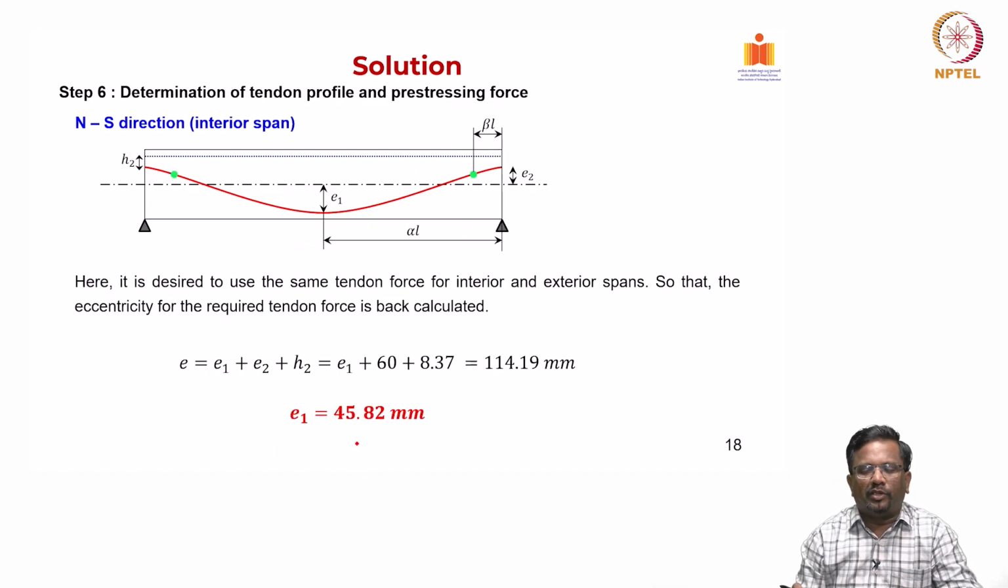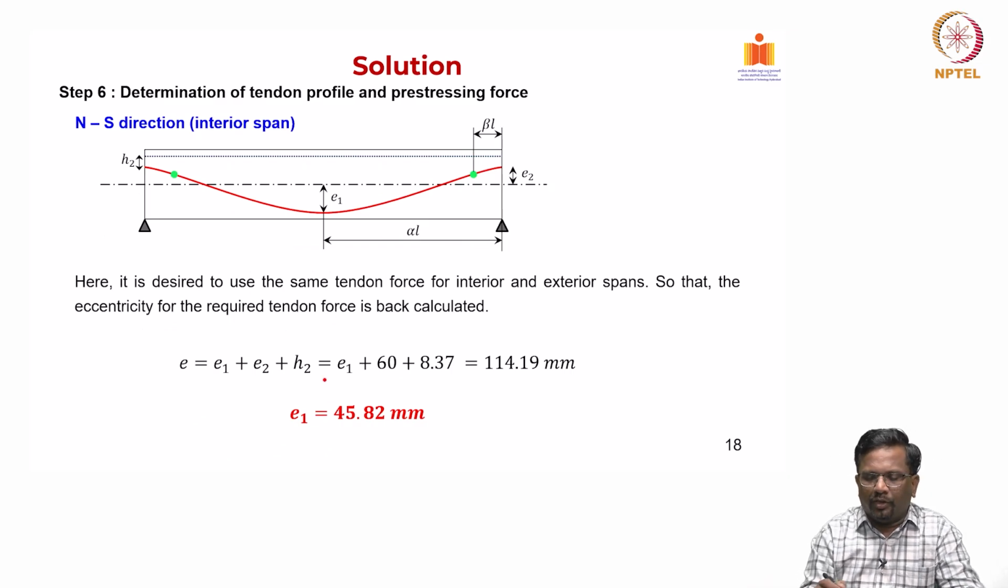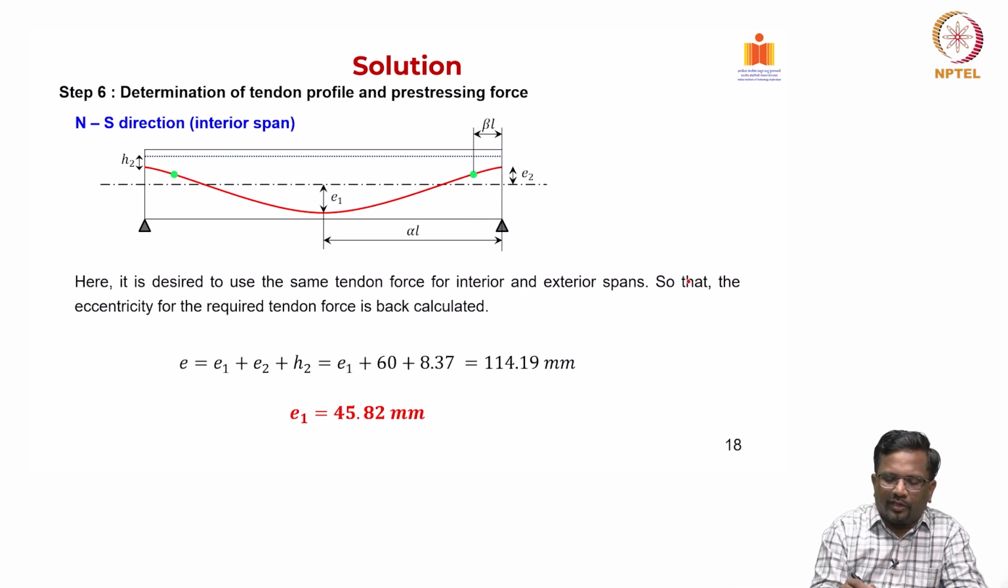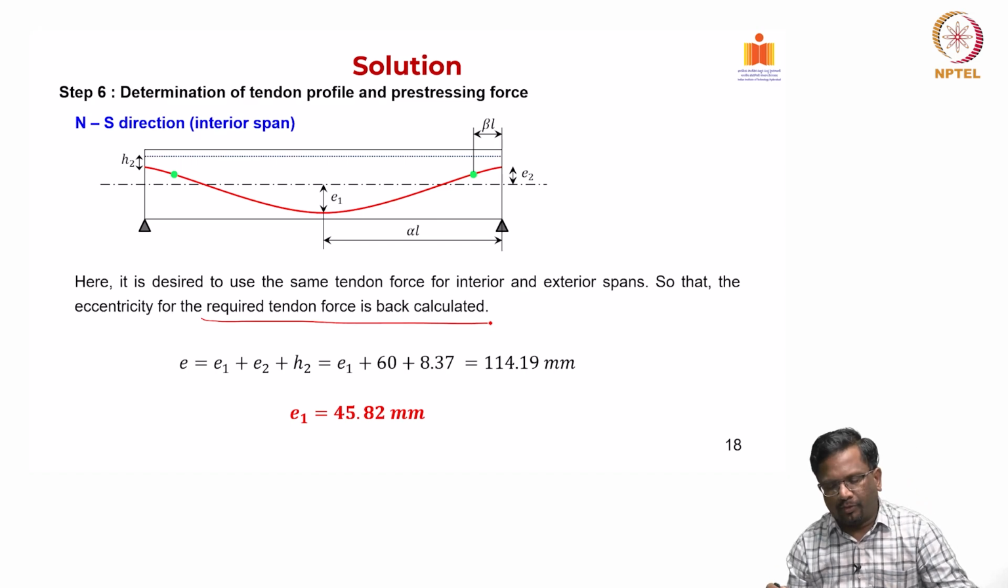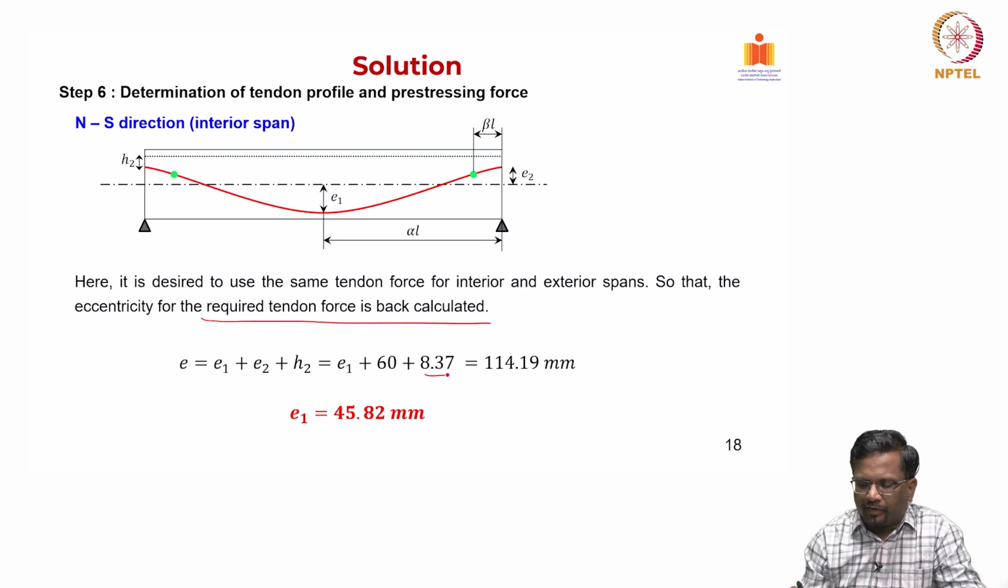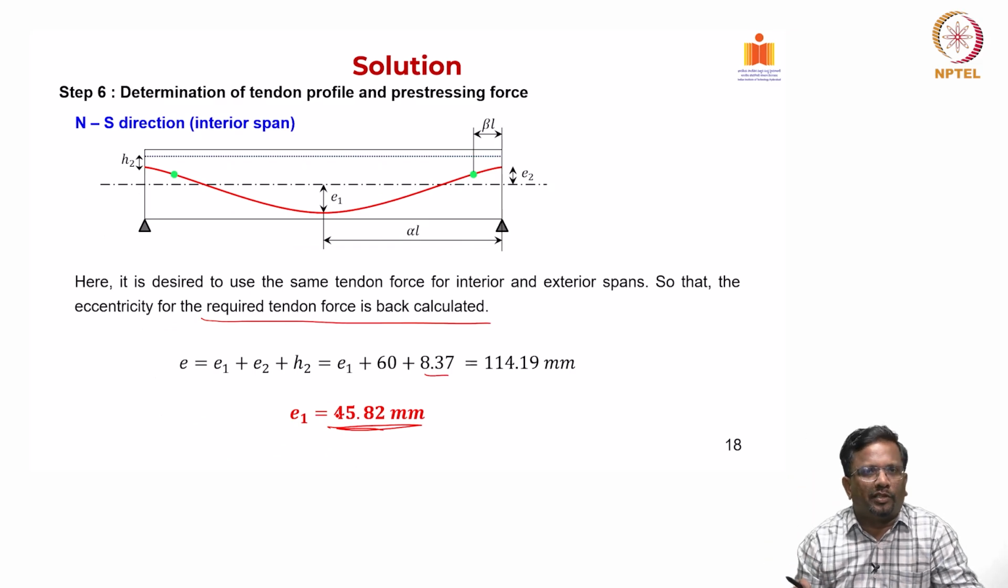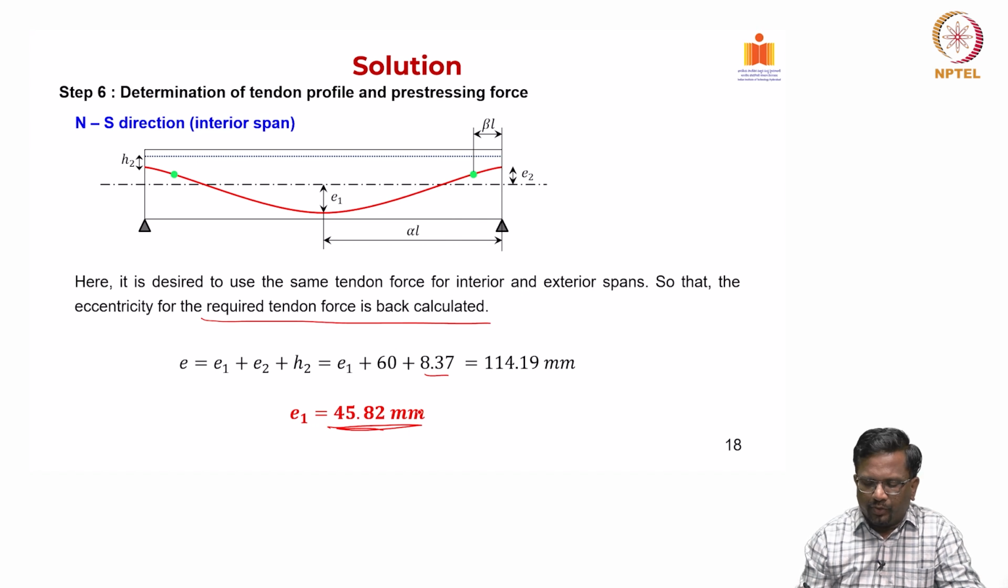We do the same calculation now for the interior span. As you can see, you can now find out what is H2. This is the same thing. It is desired to use the same tendon force for the exterior and interior span, so the eccentricity for this will be back calculated. That is the point. H2 we have already calculated as 8.37. E1 we have previously kept, so E1 is what we are trying to find. In the interior span, anyway that previous one will control this 500. For this 500, we are trying to find out what should be the eccentricity E1, which we can calculate as 45.82 millimeter.